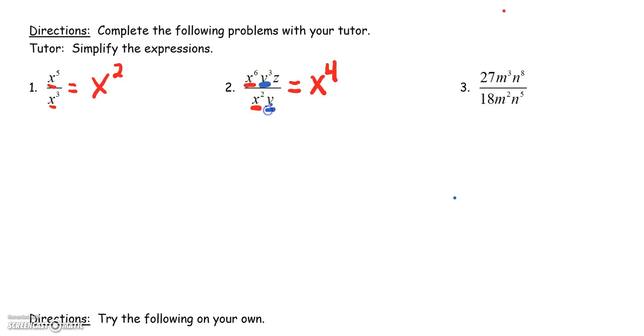We have y cubed divided by y to the first. There's no exponent, it's a 1. And so we end up with y to the second power. 3 minus 1 is 2. And then finally we have a z here all by itself, and so it will remain just a z to the first.